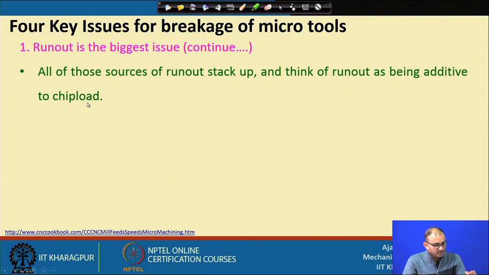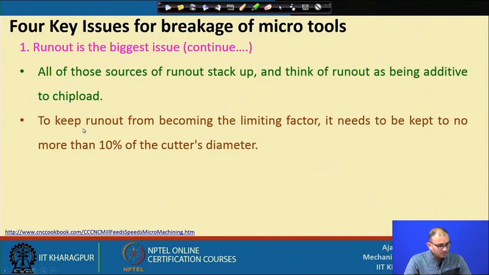So, now what is happening is that one tool has runout at both locations, the alignment runout and the manufacturing runout. Because of that, your total runout will be extremely high, and it will directly affect the chip load, that is, how much chip is removed by one rotation or by one flute. So, what is the thumb rule? To keep the runout from becoming the limiting factor, it needs to be kept to not more than 10% of the cutter diameter, right.